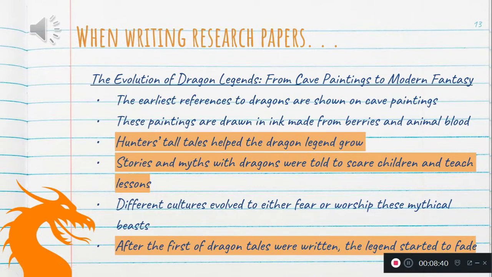So these are the ones that are most topical to our point and most related to each other. Hunters' tall tales helped the dragon legend grow. Stories and myths with dragons were told to scare children and teach them lessons, and after the first dragon tales were written down, the legend started to fade. What is it that these three pieces of information have in common that we can use to create an argument in our essay?